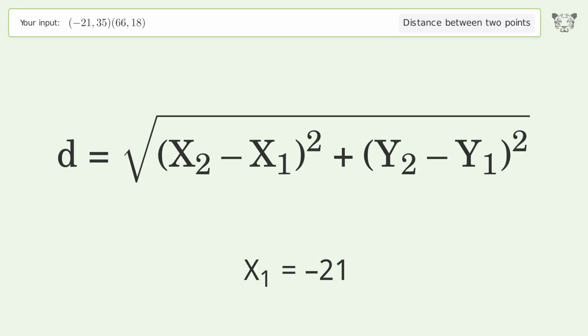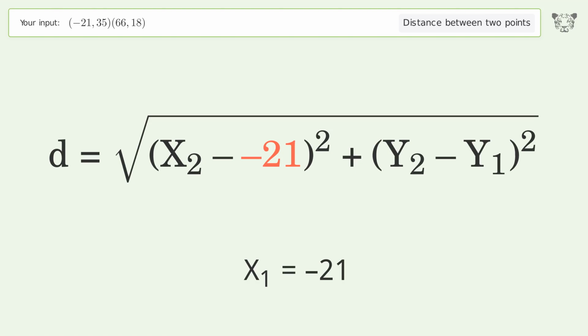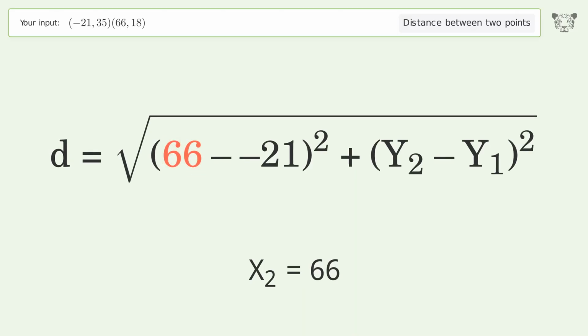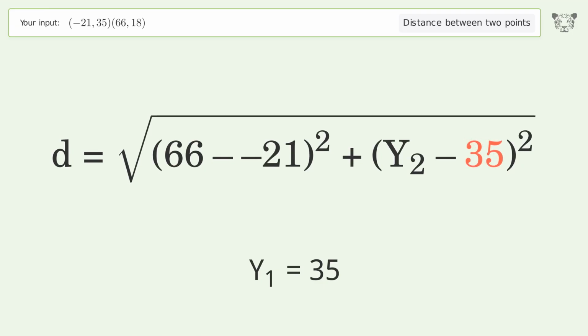x1 equals -21. x2 equals 66. y1 equals 35. y2 equals 18.